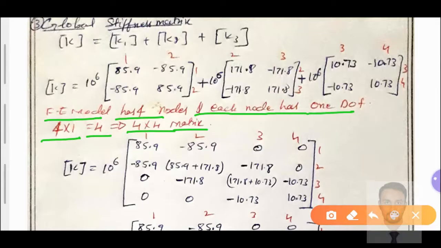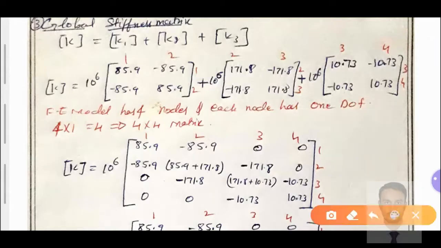We have the concept in module number 1, and we solved the problem on trusses. I have clearly explained it, and in the beams problem also. Let me just brush up the things and recall how to get the global stiffness matrix from the elemental stiffness matrix.